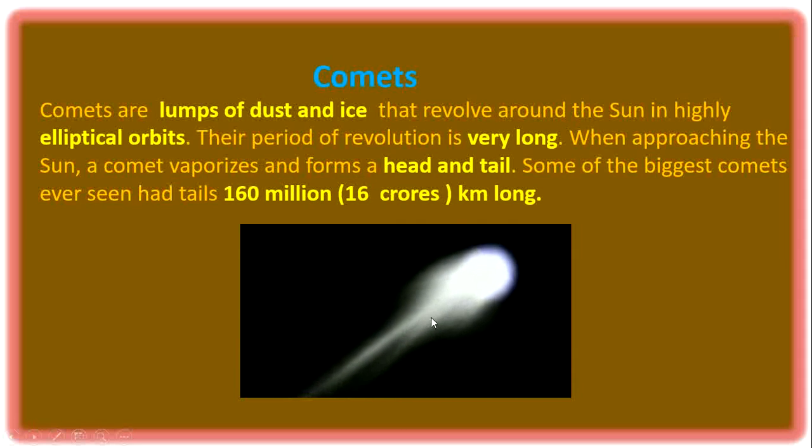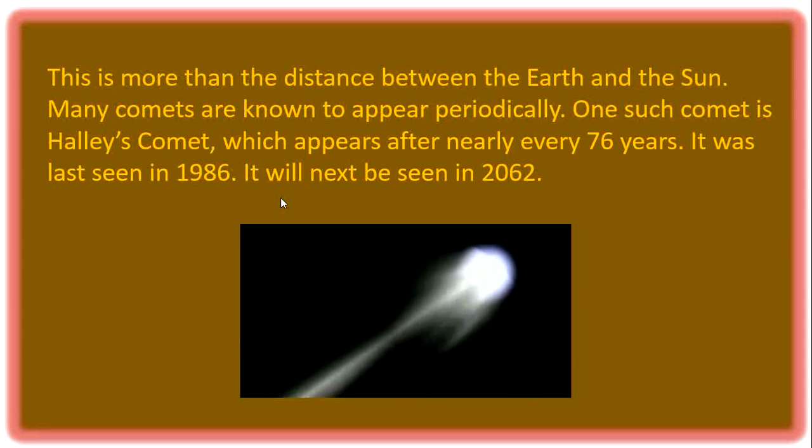See here, it vaporizes and forms a head and tail. Some of the biggest comets ever seen had tails 160 million kilometers long. The tail is 160 million kilometers long, which is more than the distance between the Earth and the Sun.